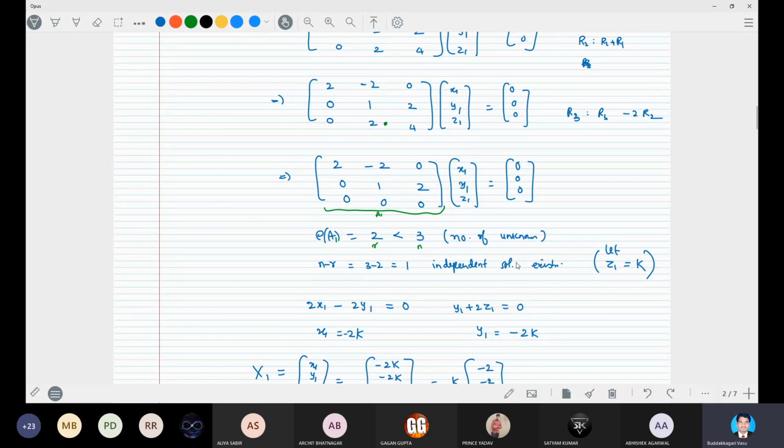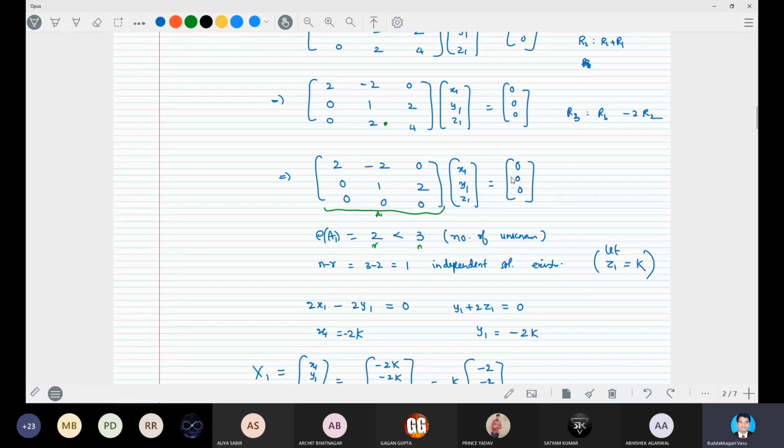So therefore, how many independent solutions are there? If the rank is r and the number of unknowns is n, then n minus r gives you the independent solutions of the system. Here it gives you 3 minus 2, so one independent solution exists. That one independent solution you may assume to be any of x1, y1, z1. I just consider z1 is equal to k as the independent solution.